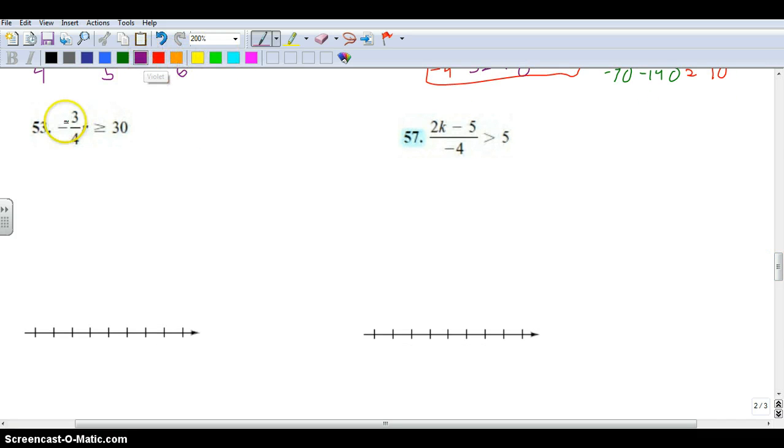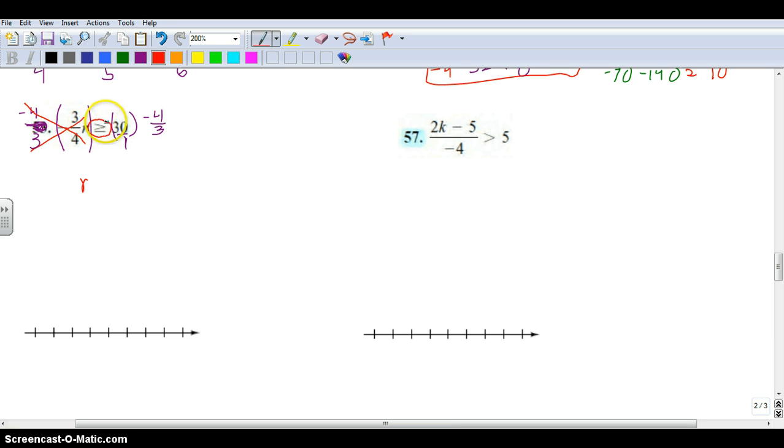Alright, so on this next problem, to solve for this, hopefully everybody's familiar that you're supposed to multiply by the reciprocal. So we're going to multiply by negative 4 over 3. So I have to multiply this side by negative 4 over 3. If you want to, you can put the 30 over 1 or however that helps you. So the negative 4's cancel out, the 3's cancel out, and I'm left with an r.